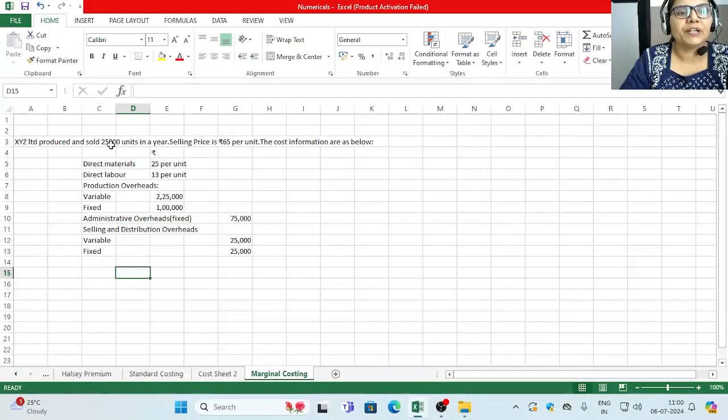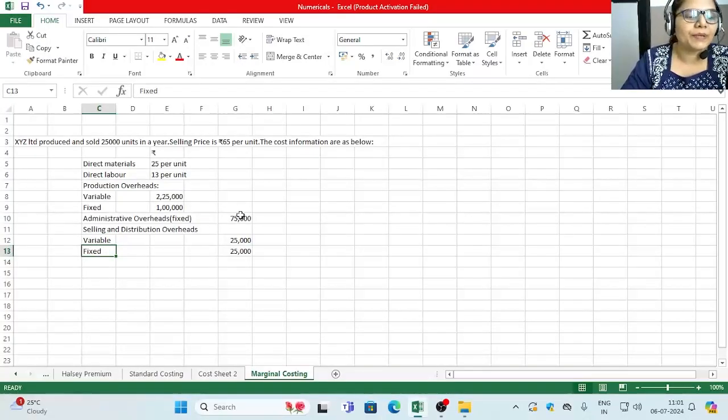XYZ Limited produced and sold 25,000 units in a year. Selling price is rupees 65 per unit. The cost information is as below. Direct material 25 per unit, direct labor 13 per unit. Production overheads, administrative overheads, and selling and distribution overheads are given, variable and fixed. So you can see each overhead is divided as per variable and fixed cost.